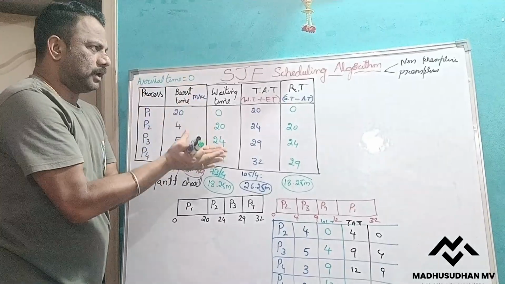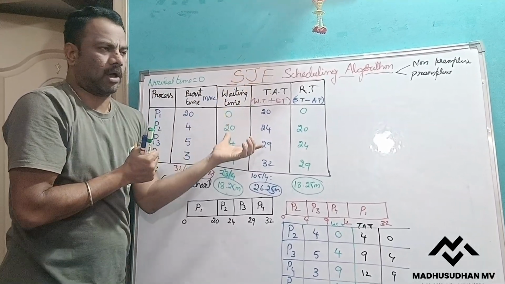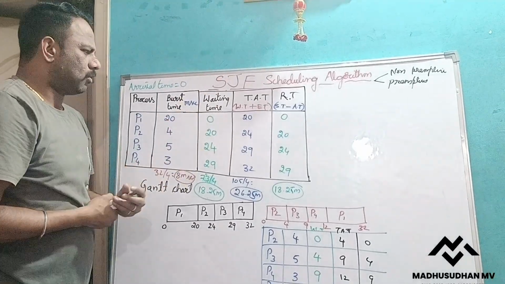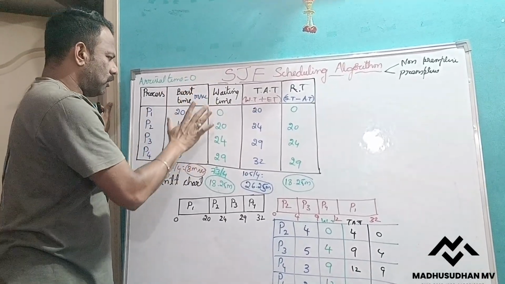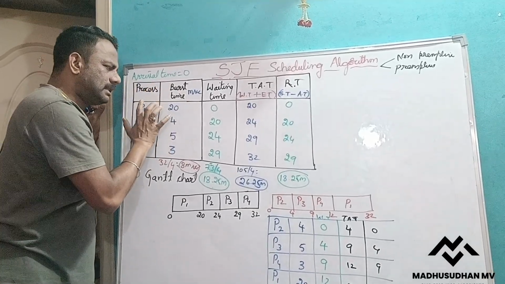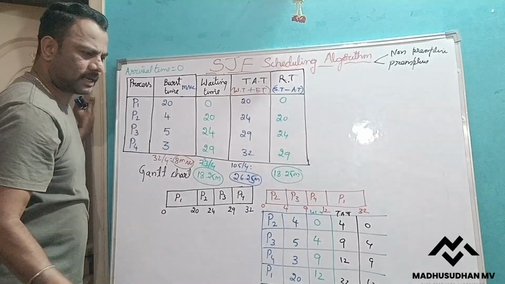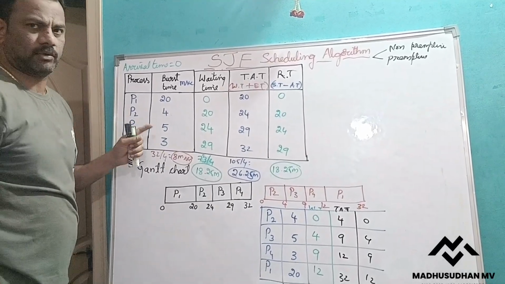In this video I am going to explain shortest job first, which we know already reduces waiting time. Let us take the same processes, but assume they all arrive at the same time. Let us take arrival time equal to 0. Now let us write the Gantt chart for this.